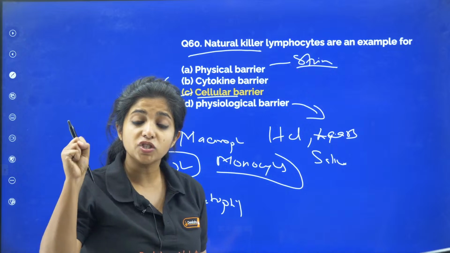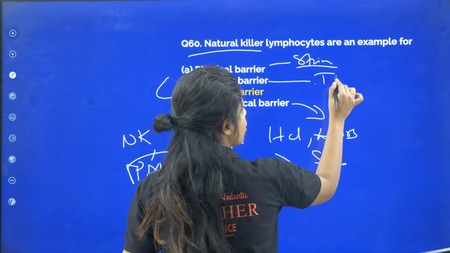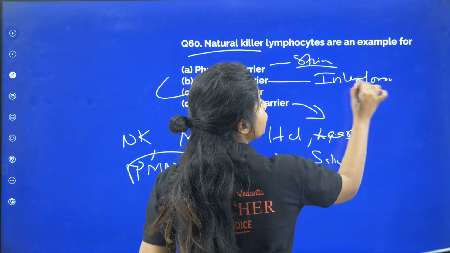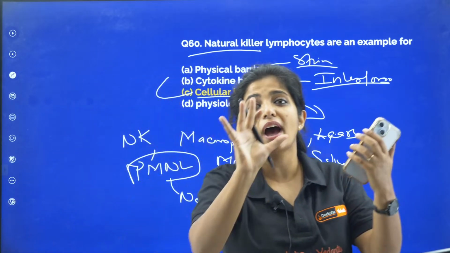Cytokine barriers, something that is released by the cells. Okay, those are known as cytokine barriers. Example is interferon. Interferon is released by virus infected cell, my dear children. Always remember, virus infected cell release interferons and say that you have to be safe.